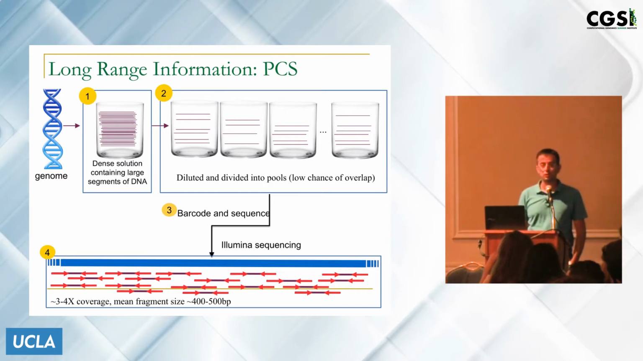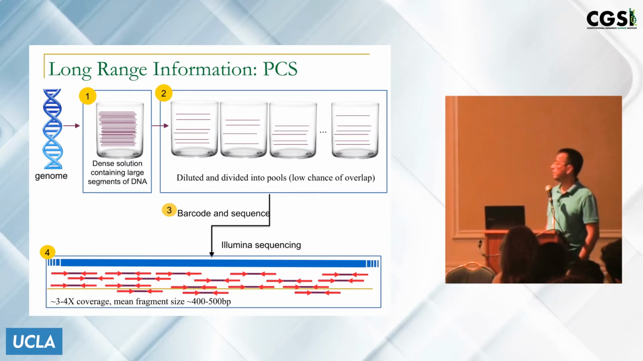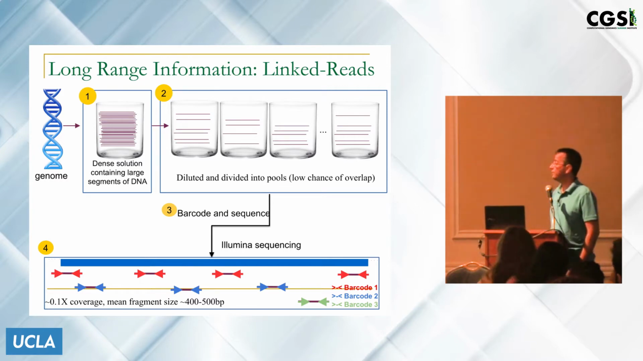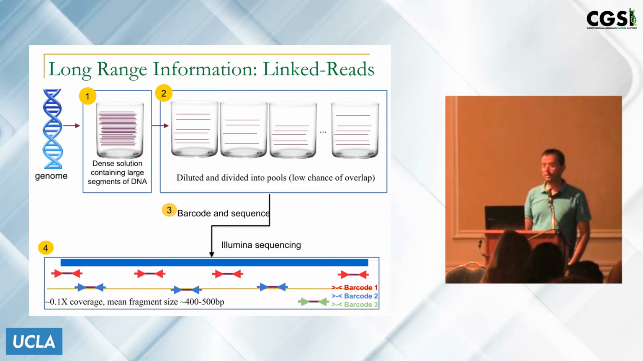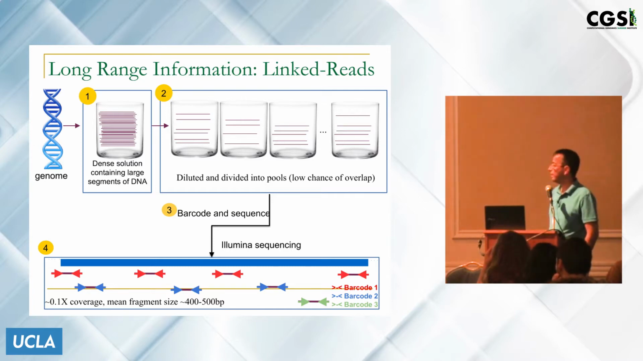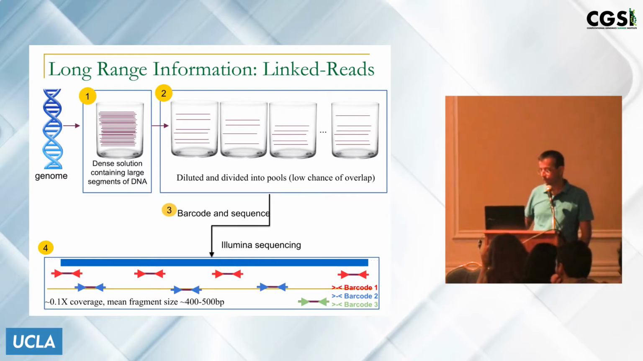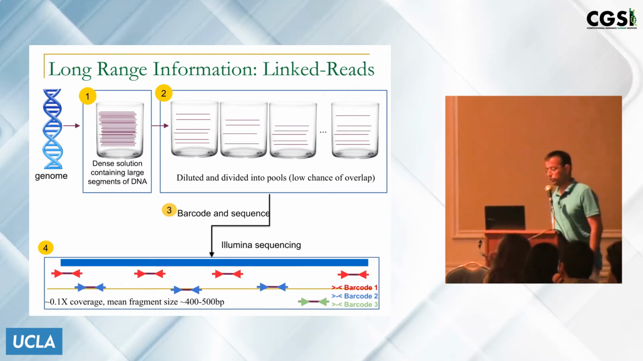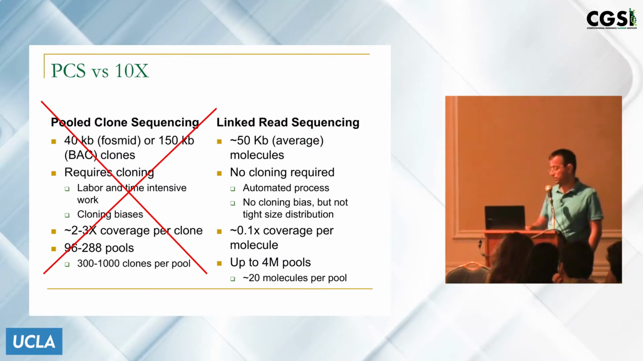Let's say we have a dense solution of large molecules, and then we dilute them into a bunch of pools, millions of pools, randomly. Each one of those pools is going to contain a small number of molecules, 2 to 5 on average, 30 maximum. And then we barcode them, and then we sequence with Illumina at very, very low sequence coverage, 0.1x sequence coverage, but the actual genome coverage is going to be about 80x. And we know that they are likely coming from the same molecule, right? So yes, we did have PCS, but it is dead now. We use linked read sequencing now from the 10x platform.